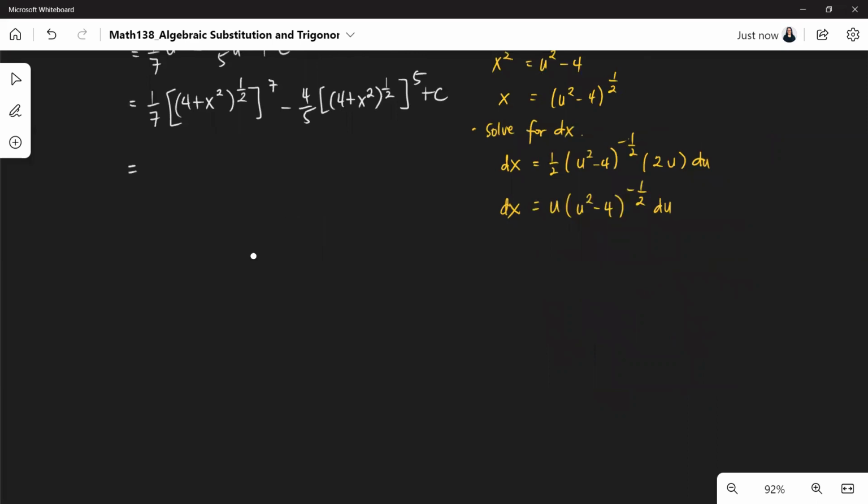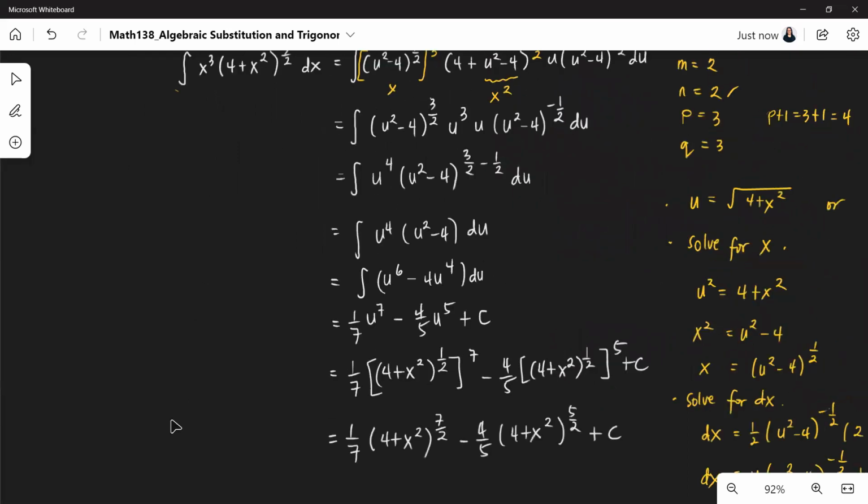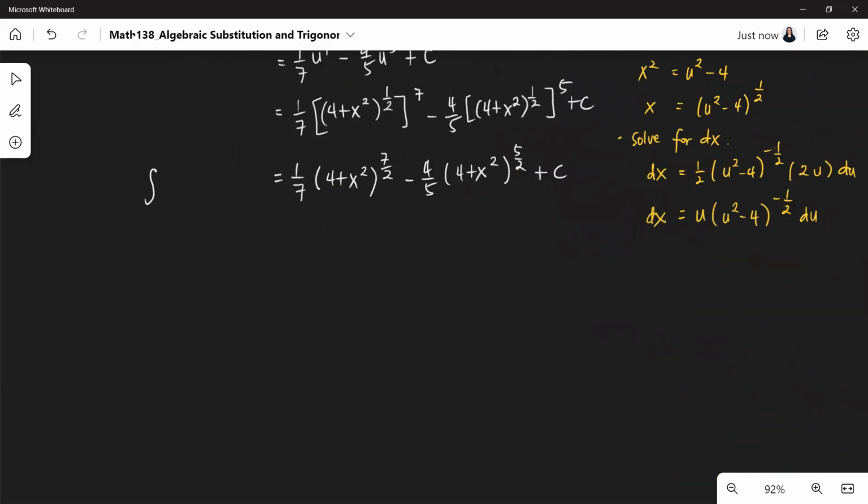So we have 1/7 times 4 plus x squared, quantity raised to the power of 7/2, and then 4/5 times 4 plus x squared raised to the power of 1/2 times 5, so that's 5/2, plus c. So this is the final answer. So that's 4x raised to the power of 3 times 4 plus x squared, quantity raised to the power of 3 halves, dx. Okay, so this is the final answer.